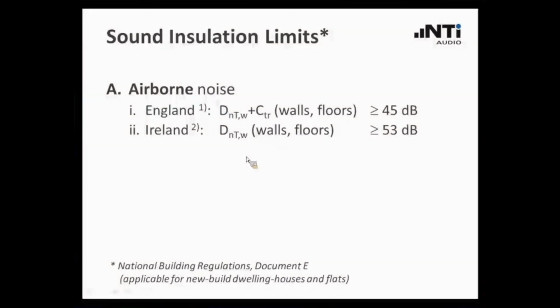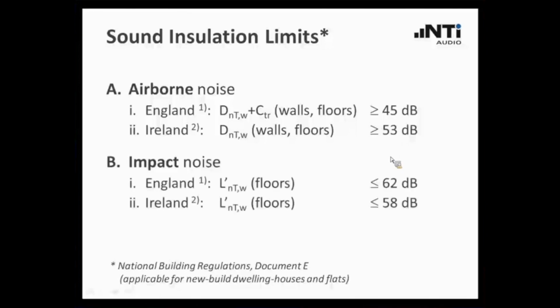Here are some actual limits from England and Ireland, the corresponding national building regulations. You can see here for airborne noise there is a minimum result that needs to be achieved: in England 45 dB. In Ireland it's even 53 dB for newly built dwelling houses or flats, whereas, as stated before, impact noise should be low. For that reason, here we have a maximum value that must not be exceeded for England and for Ireland, with the corresponding definition of the results.